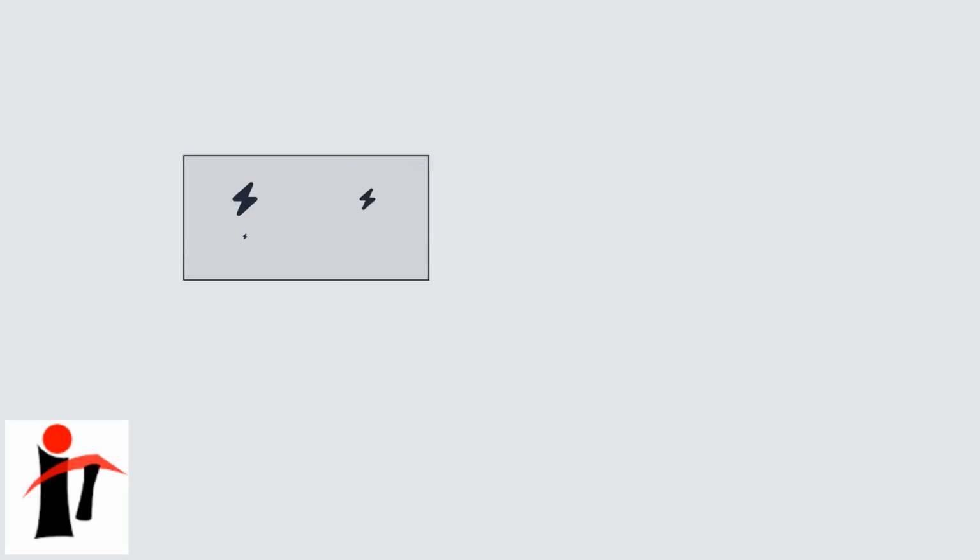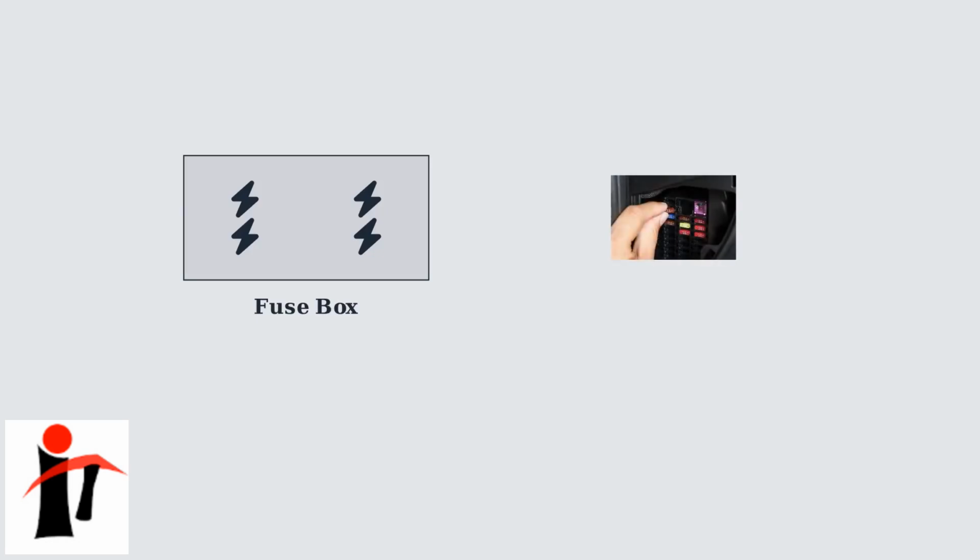Locate the fuse box by referring to your Tesla owner's manual for its exact location. The fuse box contains fuses for various systems, including the HVAC. Inspect the fuse related to the HVAC system. A blown fuse is a common culprit and easy to replace.